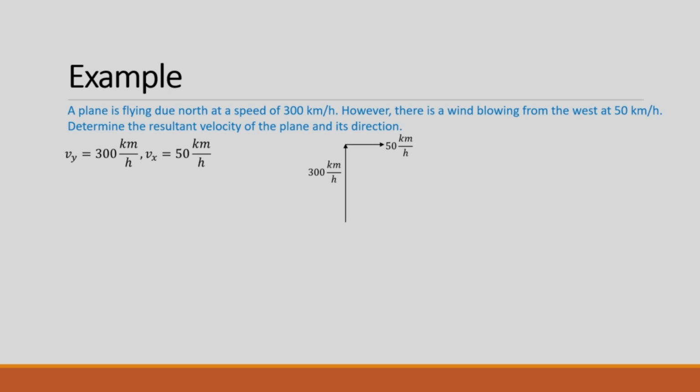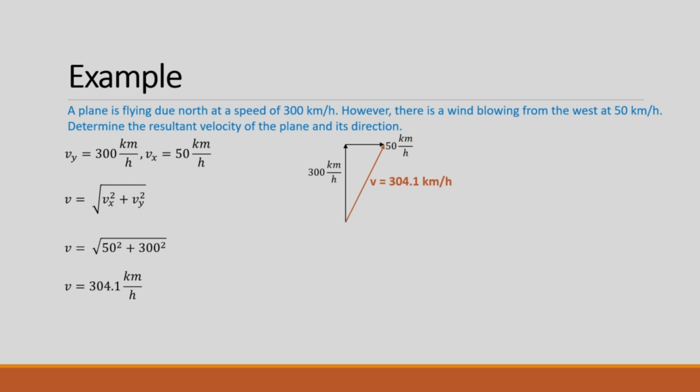The plane is moving at 300 kilometers an hour north, or in the positive y direction, and 50 kilometers east, or in the positive x direction. As seen on the diagram, if we solve for the resultant of this triangle, we will find the resultant velocity of the plane. To find the resultant, we will use basic trigonometry to find the hypotenuse of a right triangle. This is the square root of the x component squared and the y component squared. And this is equal to the square root of 50 squared plus 300 squared. We find that the resultant velocity is 304.1 kilometers an hour.